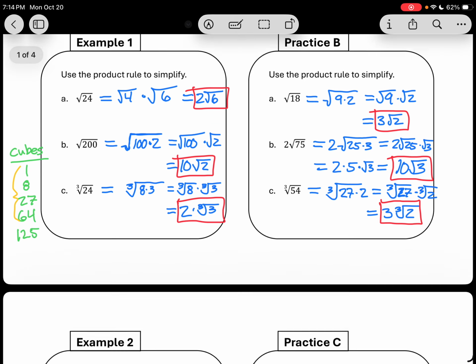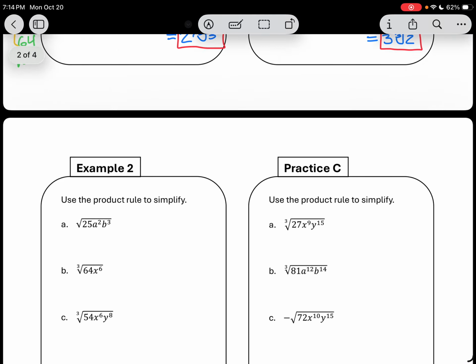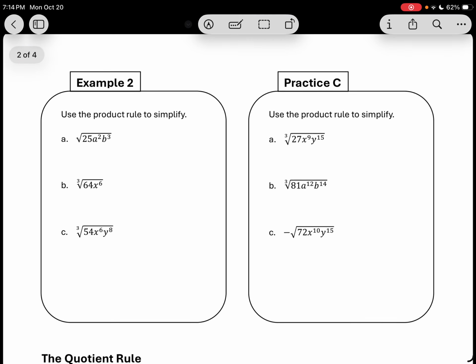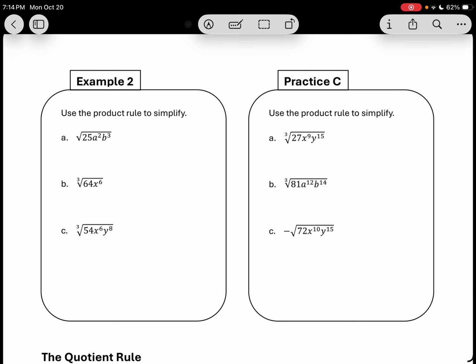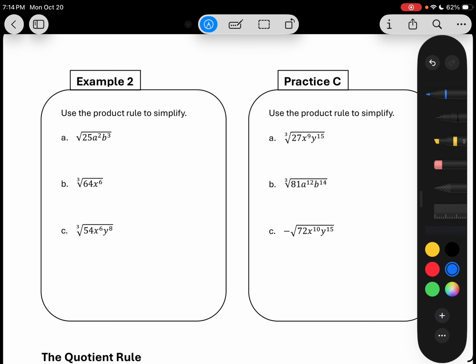Let's go ahead and keep going. Let's take a look at example 2 and practice C. So now we can't just use our calculator because we've got some variables in there. So if we think about this, we can split this up. So it's the square root of 25 times the square root of a squared times the square root of b cubed. Now this isn't too bad because the square root of 25 is 5.